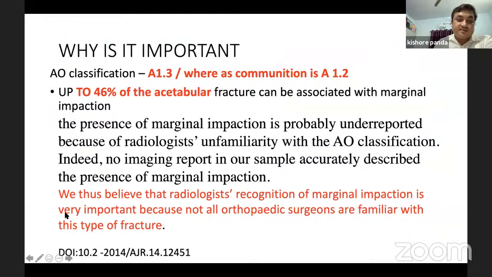And they have correctly said in the American Journal of Radiology, we believe that radiologist recognition of marginal impaction is very important because not all orthopedic surgeons are familiar with this type of fracture. So actually, it is to guide the fixation.